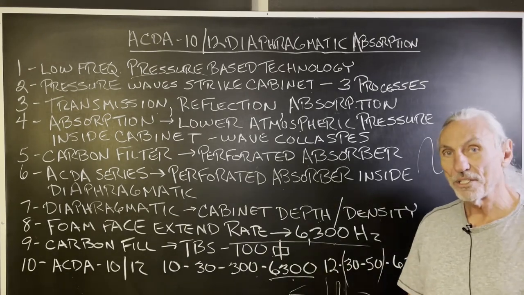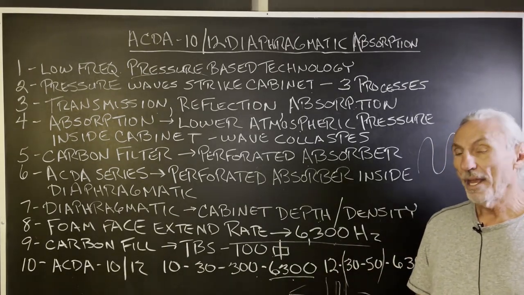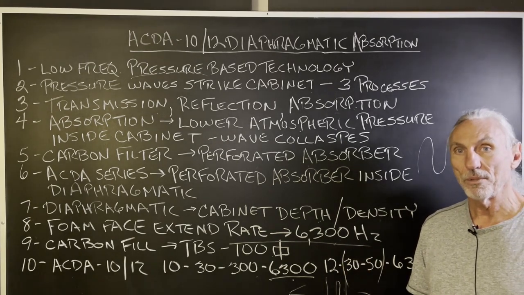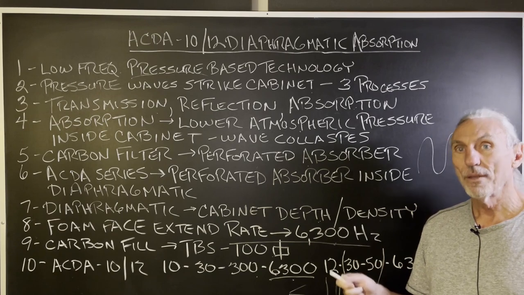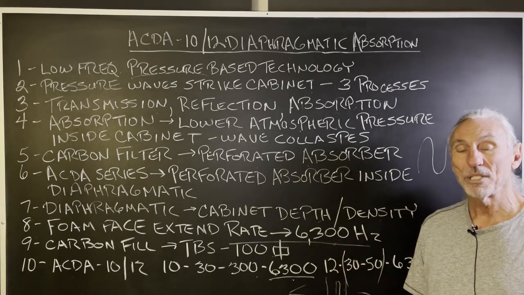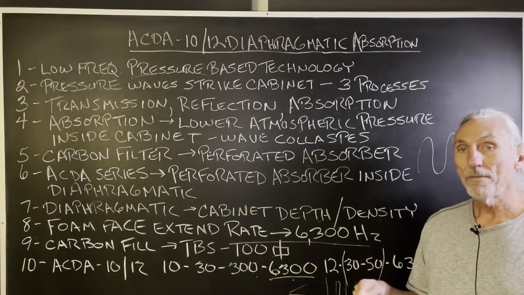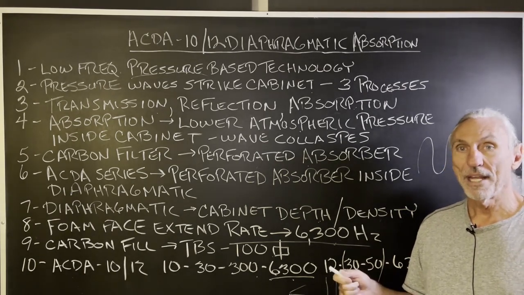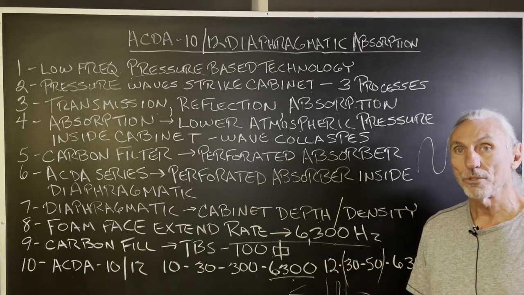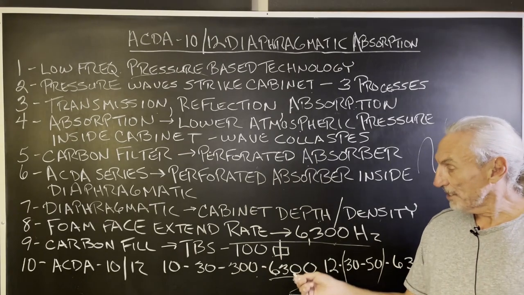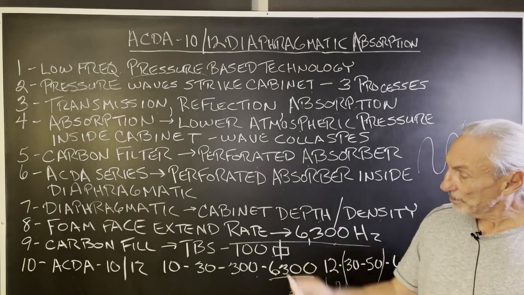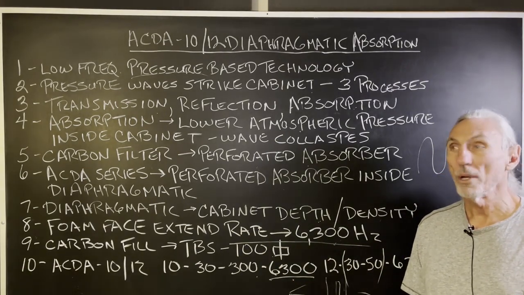Because when I set out to design these two units, and I measured hundreds of rooms, I kept seeing two major issues in the rooms, 30 to 50, 30 to 300. In every room, I think it was like 99% of the rooms that we measured. And we've built rooms that are 10 by 10 by 10, 40 by 40 by 40, and we have hundreds in between those two extremes. So I kept seeing these two frequency ranges of low frequency pressure issues. So that was the impetus behind the 10 and the 12.